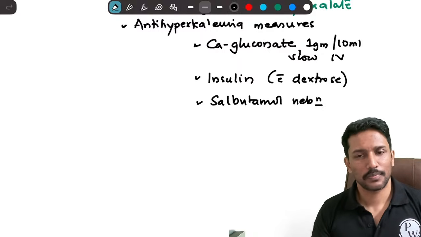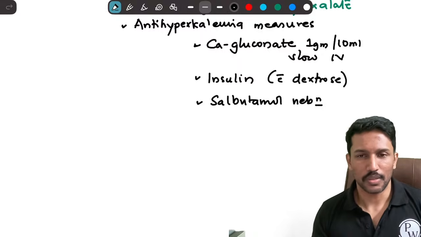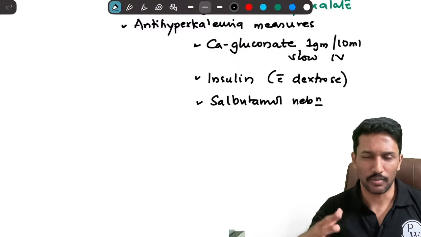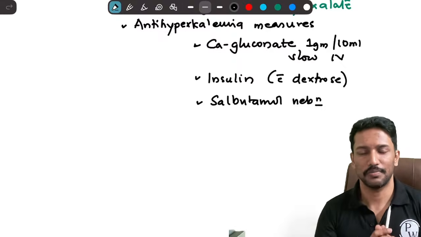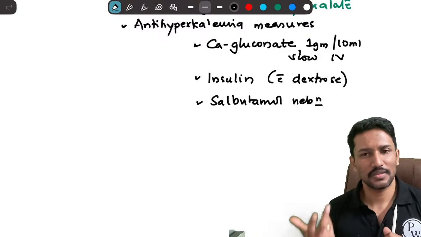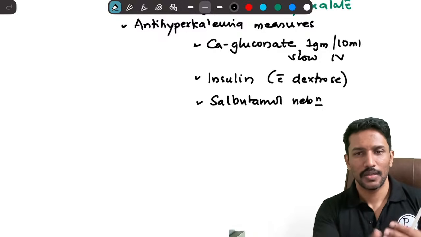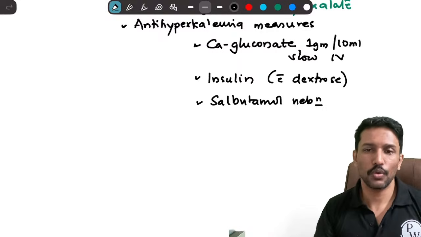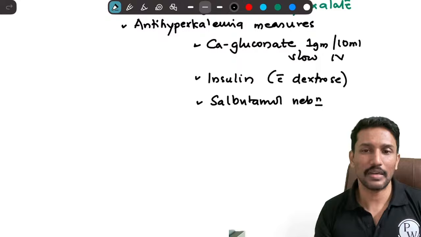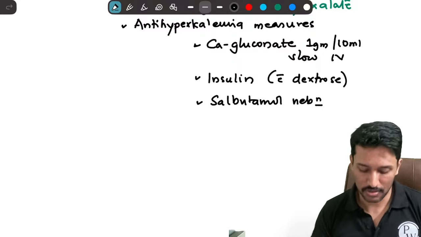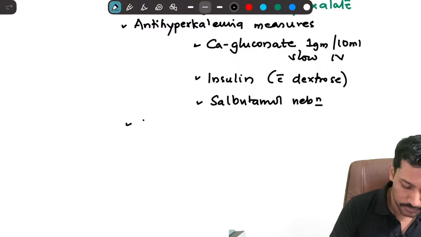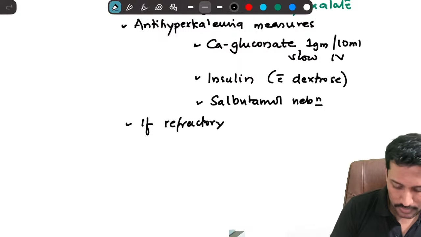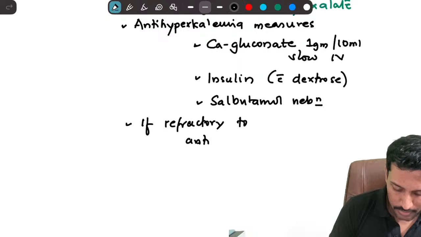But the problem is, okay, this time the patient came to me, potassium was high. I gave the calcium gluconate to protect the heart, gave insulin and salbutamol neb, and that brought down the potassium. But this patient's kidneys are dysfunctional. He goes home, he takes some potassium containing food, and it will shoot up again. So the patients who have hyperkalemia which is refractory to anti-hyperkalemia measures, in them what is the solution? They are not responding to anti-hyperkalemia measures.